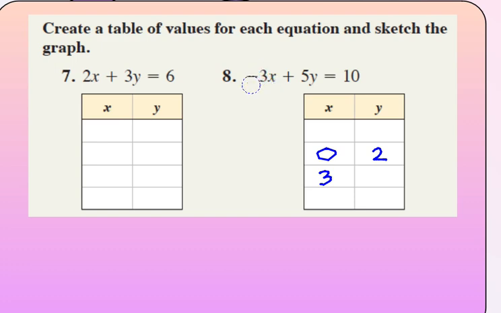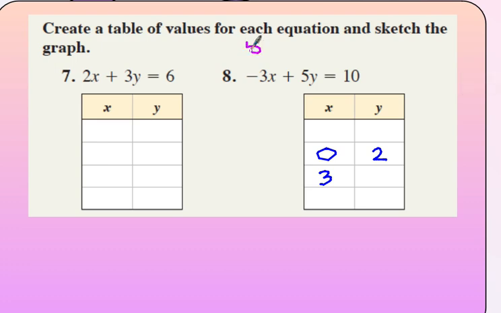Okay, so if we plug in 3, we're going to end up with -9 and this 5y, so I'll end up with 19. Is 19 divisible by 5? No, so we're going to get kind of an ugly fraction, and that makes it difficult to graph, right? Let's see if we can figure out numbers that would be friendly, something that would be nice.